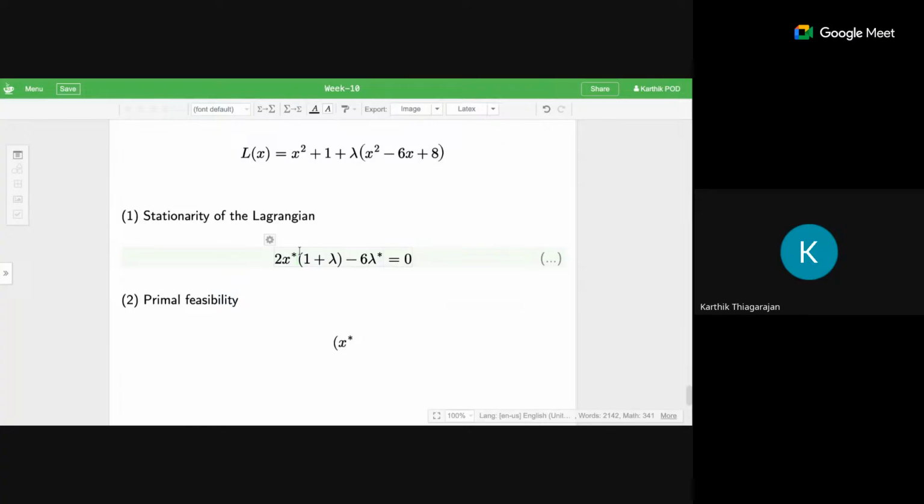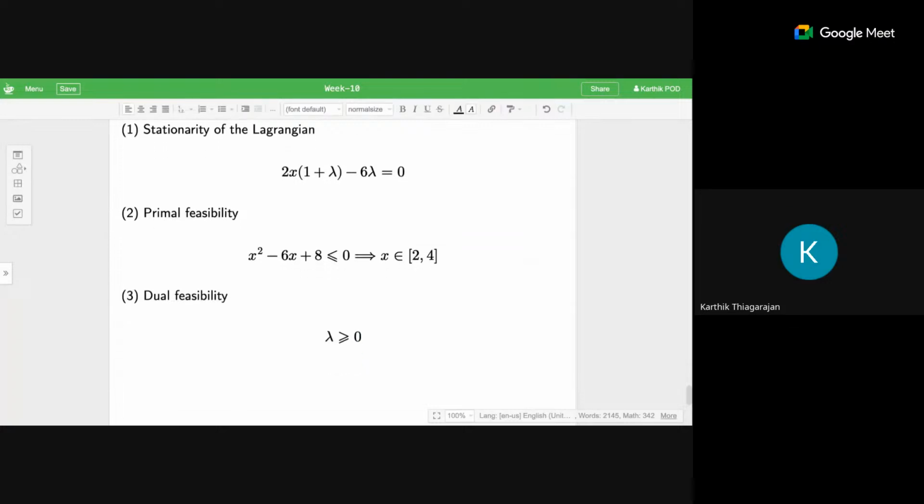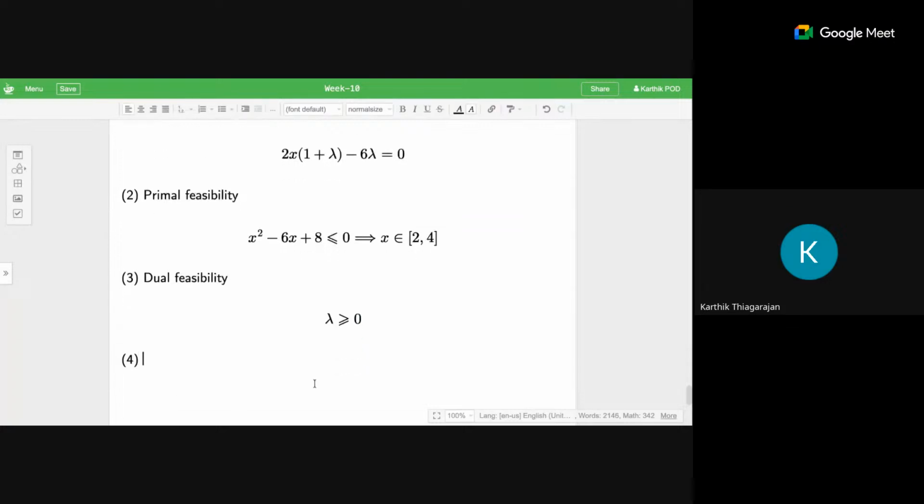Correct. So x star square, again, that will be pain, so let me just keep it as x and lambda itself. So x square minus 6x plus 8 less than or equal to 0, which implies x lies in 2 comma 4 as we had found out, right? So this is primal feasibility. Dual feasibility will tell us that lambda is greater than or equal to 0. And finally, what is remaining?